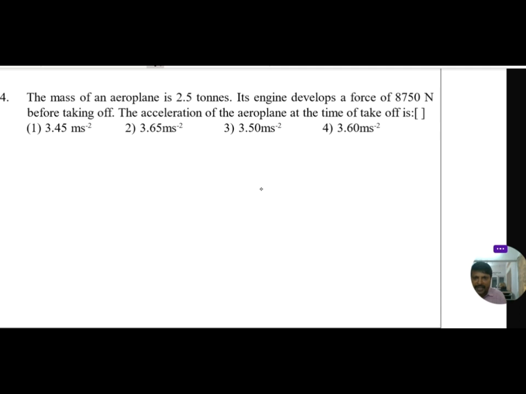The mass of an aeroplane is 2.5 ton. Its engine develops a force of 8750 Newton before taking off. The acceleration of the aeroplane at the time of takeoff is. See, a ton means, we know very well, 1 ton equals 1000 kg, and force is given, mass is given, then find acceleration. According to Newton's second law of motion, net acceleration is equal to net force by total mass. In the place of net force here, 8750 Newton by total mass, which is 2.5 ton.